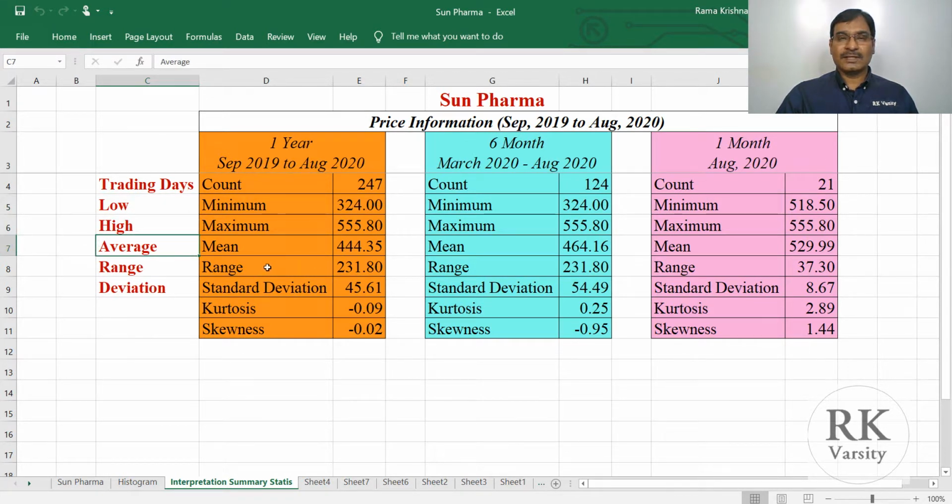So normally we'll say 52-week low. When you say 52-week low, meaning within 1 year, what is the minimum price? That is the 52-week low. And the 52-week high is the high price, that is, the maximum price in 52 weeks.